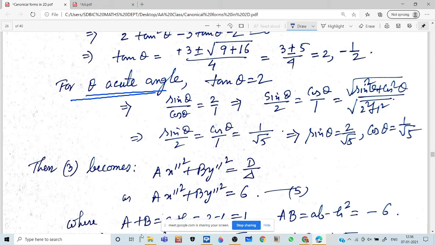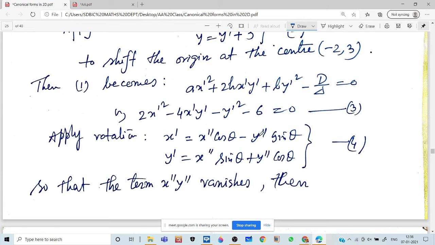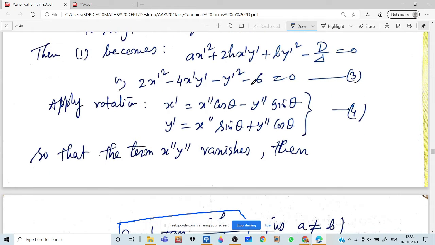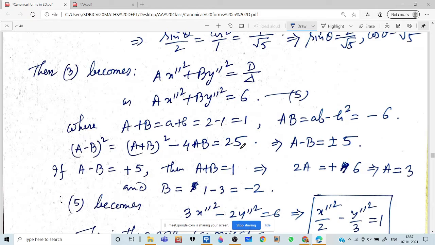Always take theta as an acute angle, and then sin theta and cos theta are given by these. Applying this rotation formula, equation 3 becomes A x double dash square plus B y double dash square is equal to D by delta, where capital A and capital B are given by this formula: A plus B is equal to small a plus small b, and AB is equal to small a into small b minus h square. And so we get (A minus B) whole square equal to this.